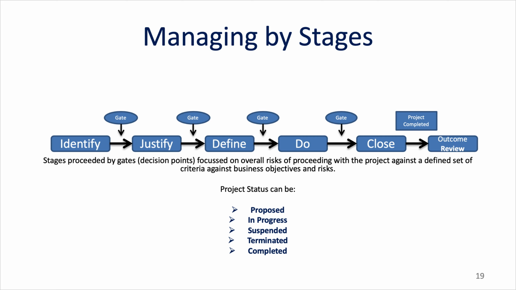The only time we don't really have a gate is after the project is closed. As you can see, the project has been completed, but it's not fully completed until we have that outcome review, post-implementation review, otherwise known as a PIR. The project status can be either proposed, in progress, suspended, terminated, or completed.